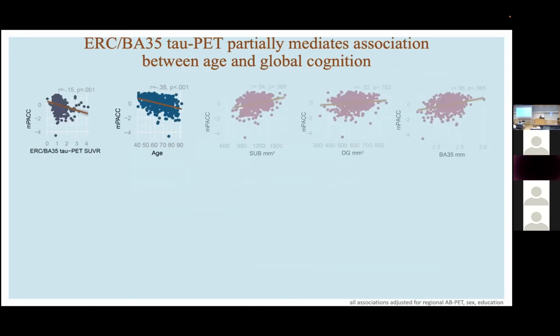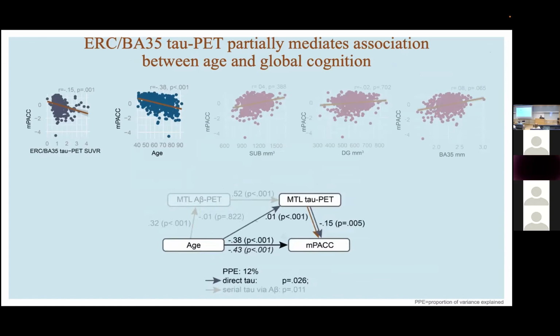Then we also looked exploratory at some cognition part, and we see that ERC BA35 tau PET and age, but not the subfield volumes, are associated with global cognition. We also do see, again, a similar mediation between age and now global cognition with our MTL tau PET. That is, again, amyloid independent, but we do not see these associations in the low amyloid group.